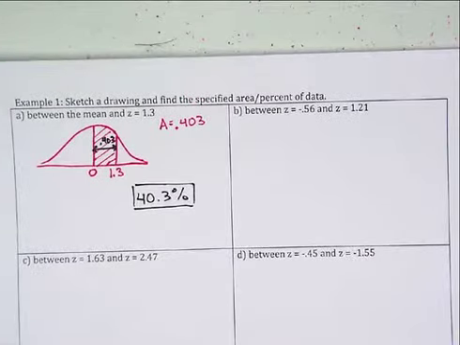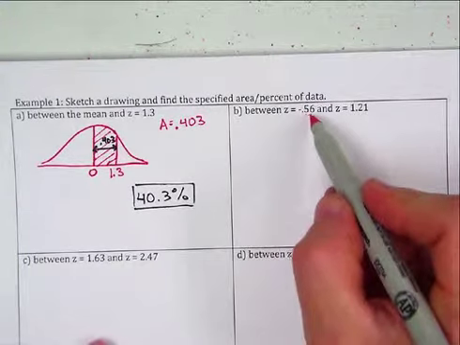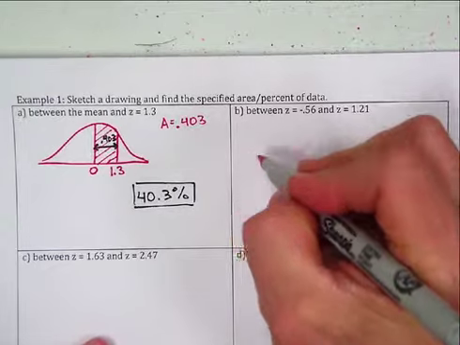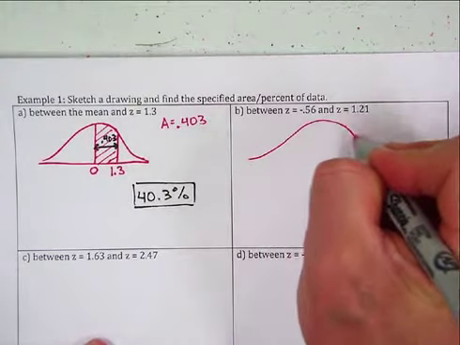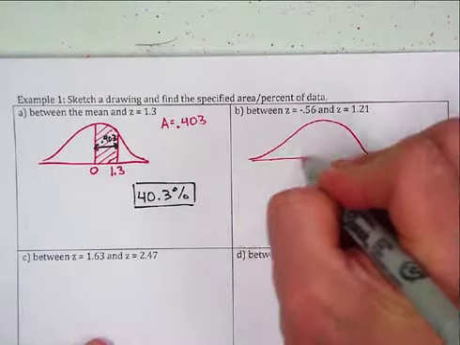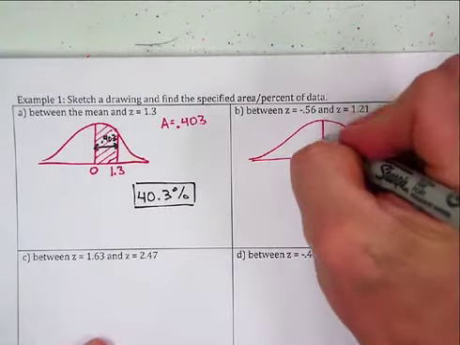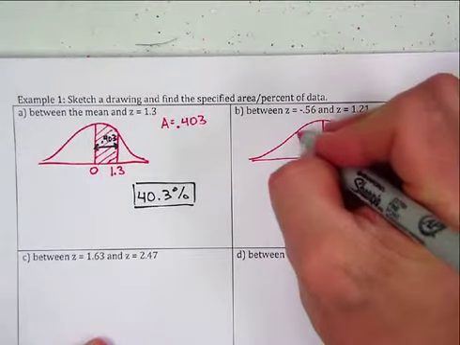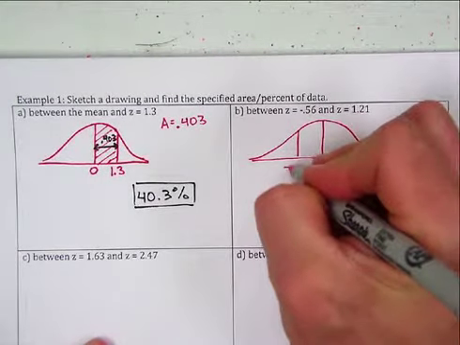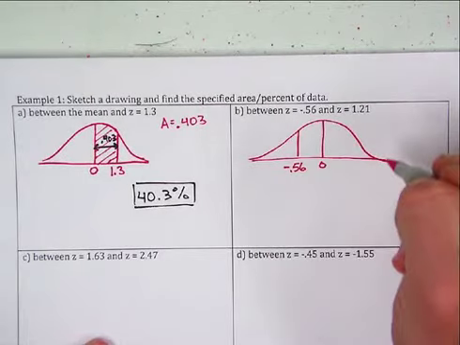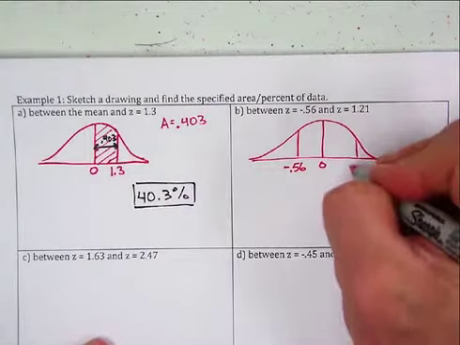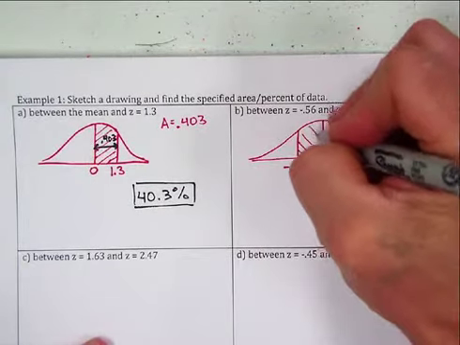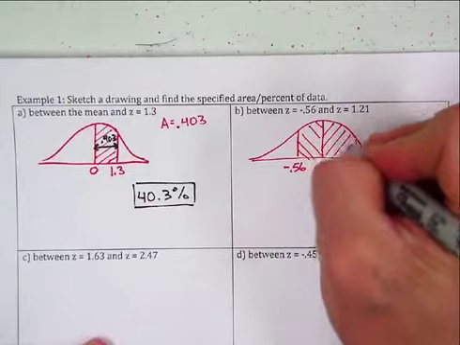Letter B. Here, it's between z equals negative 0.56 and 1.21. So we'll draw our basic sketch here. We'll put our mean right here at 0. Now we have a negative 1, so that's off to the left. And then we have a positive z-score. It's off to the right. Shade in what we're looking for.